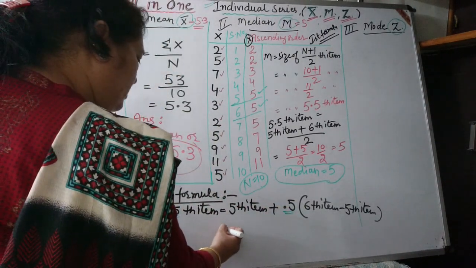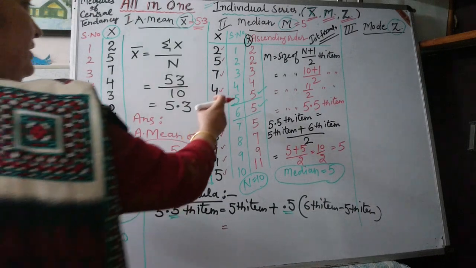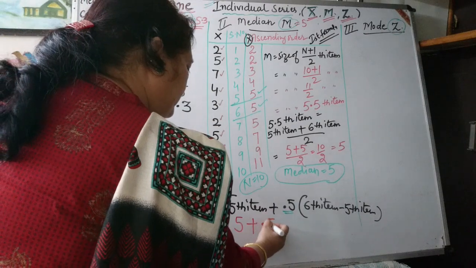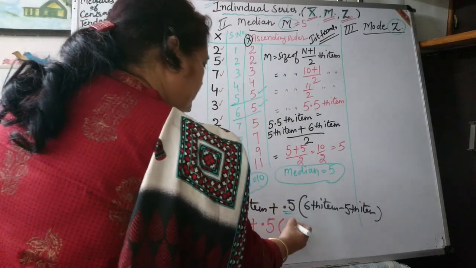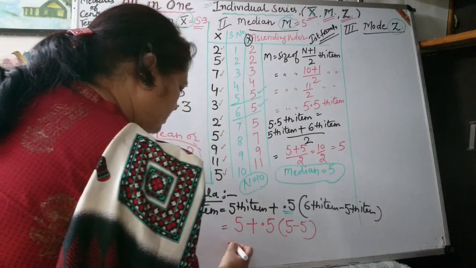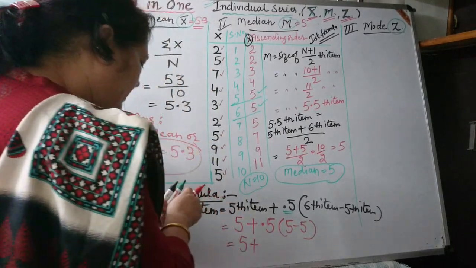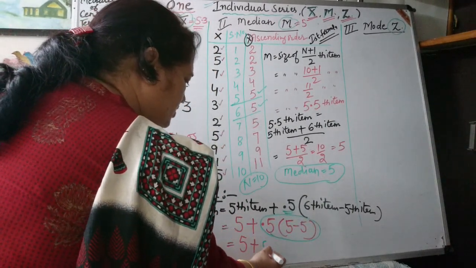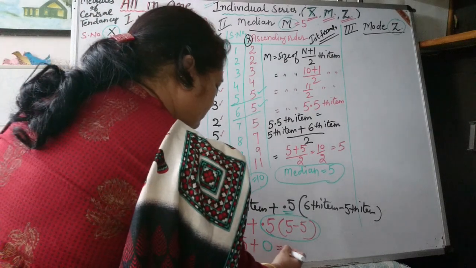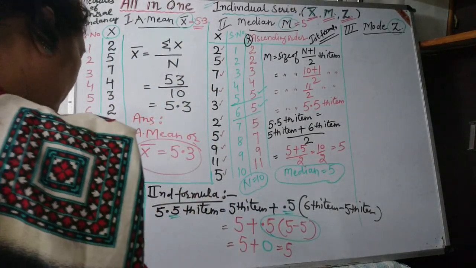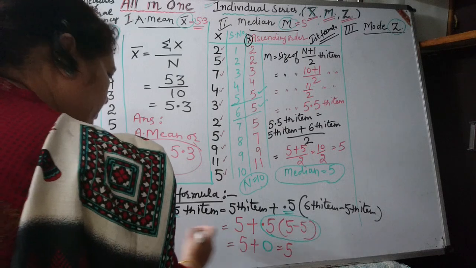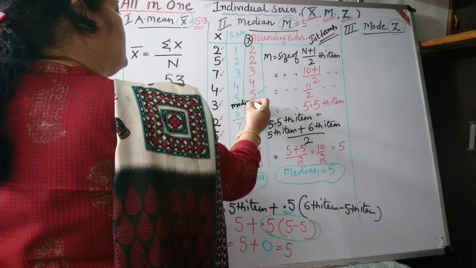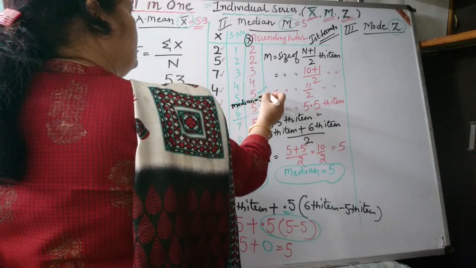And let us put the value in this formula. We get 5th item is 5, plus 0.5, 6th item is also 5, so 5 minus 5. So this will be equivalent to 5 plus, and if 0.5 is multiplied by 0, it will be equivalent to 0. So the value will be equivalent to 5. So it means the 5.5th item is 5, and here the median will lie in between 5 and 6. This answer is 5.